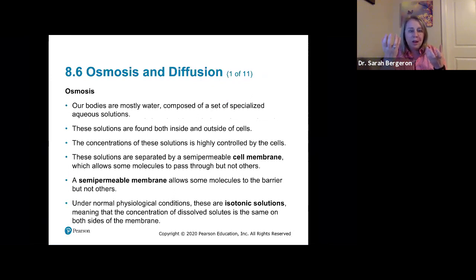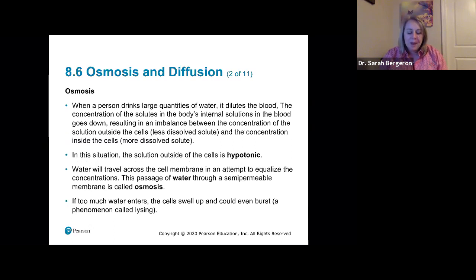And so a lot of times when we talk about that, we're thinking about water and the things that are dissolved in the water in terms of inside and outside of the cell membrane. And so you have to think about this in terms of what would happen if I change those physiological conditions. So what happens if I drink a whole lot of water? Well, when I drink the water, it's going to go into my digestive system, and then it's going to get absorbed from my digestive system into my bloodstream. So it will actually dilute my blood.